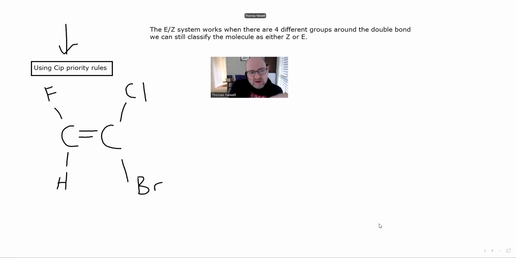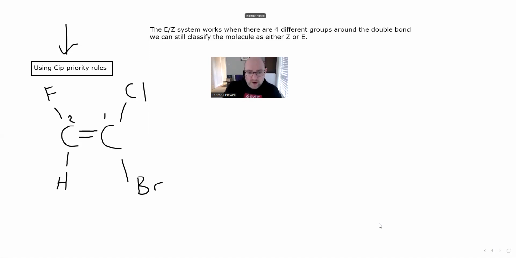Now, this stands for Cahn-Ingold-Prelog, and they're just the 3 scientists that came up with these rules. What we do is we look at the atomic number of each atom or group that is attached to the carbon double bond. So I'm going to number my carbons to make it easier to talk about. I'm going to call this carbon 1 and this carbon 2.